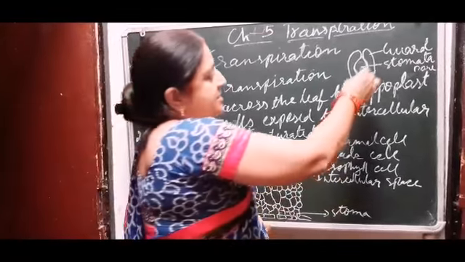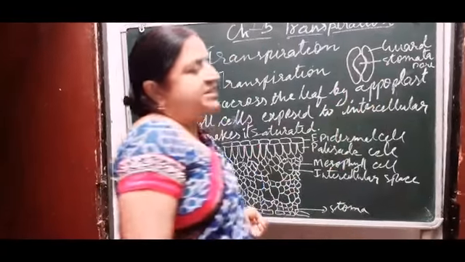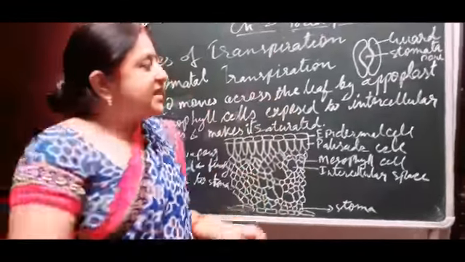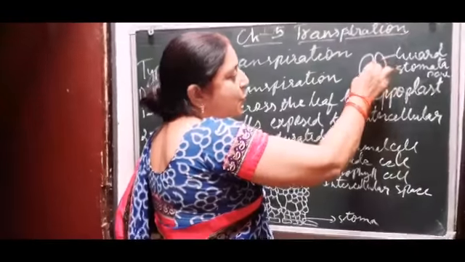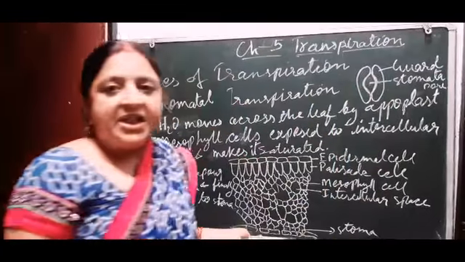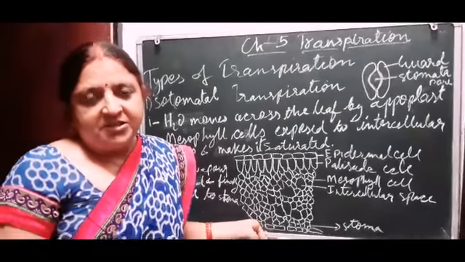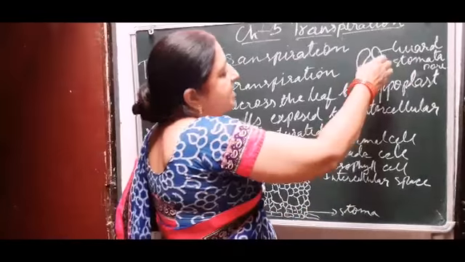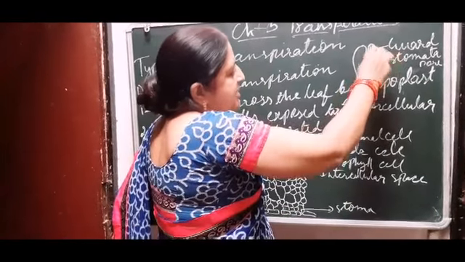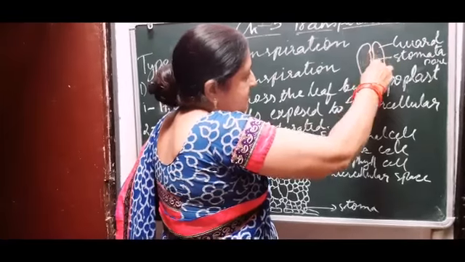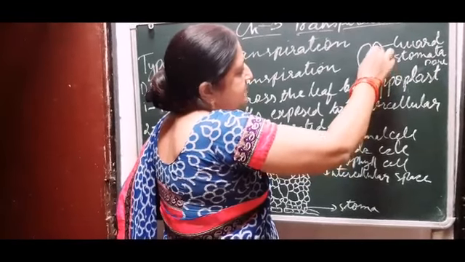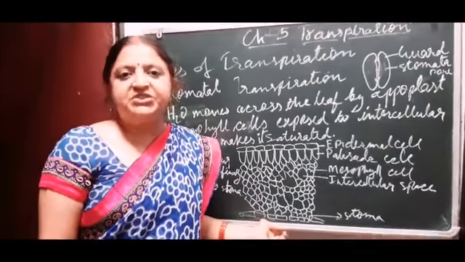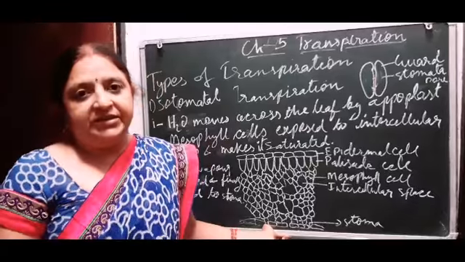These pores open and close by turgidity. When the guard cells are turgid, they swell and make the pore open. When they are flaccid, meaning they shrink, having no water or cell sap in them, they close the pore like this. This mostly happens at night, when the rate of transpiration is very low.